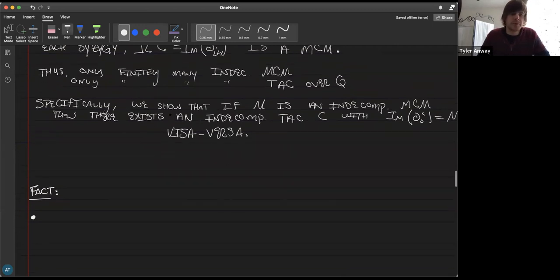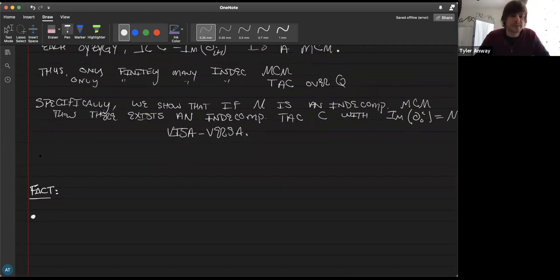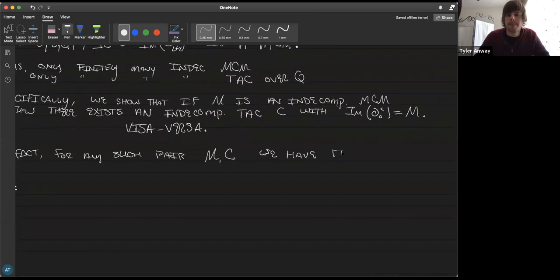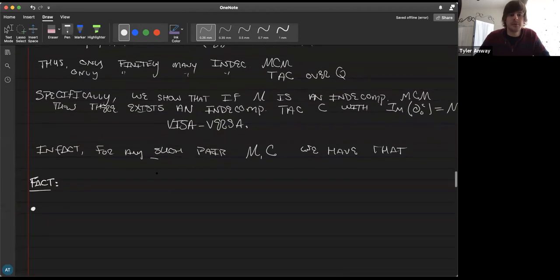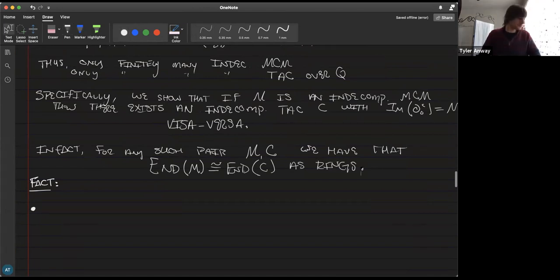We actually go a little bit further, and so let me say this. In fact, for any such pair, so M and C, we have that the endomorphisms over M are isomorphic to the endomorphisms over C as rings. Right?